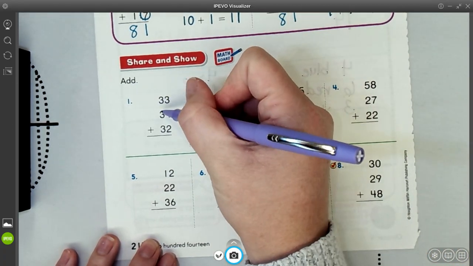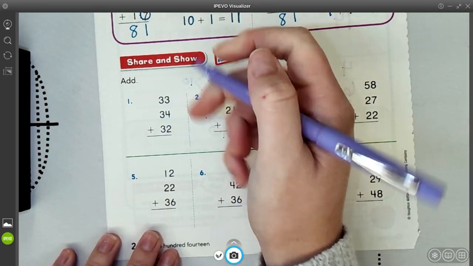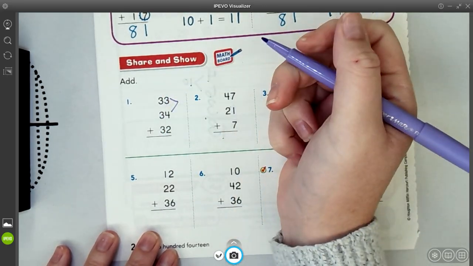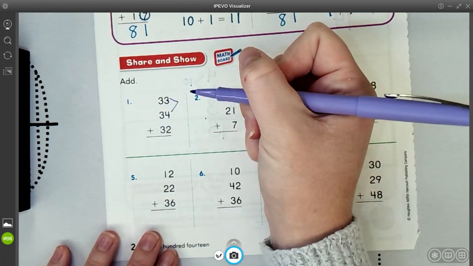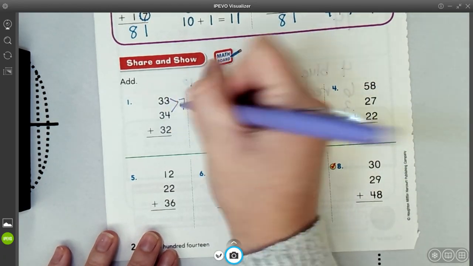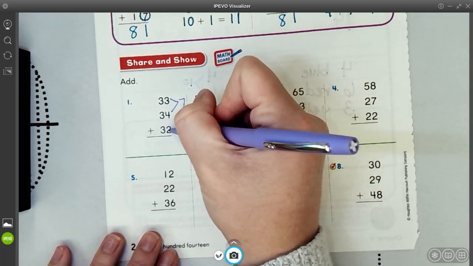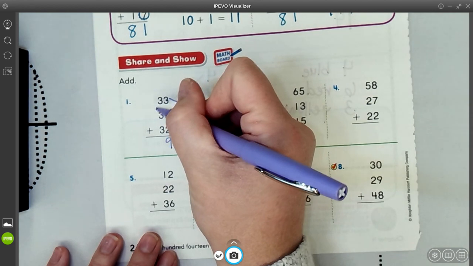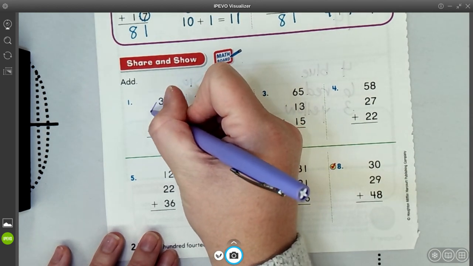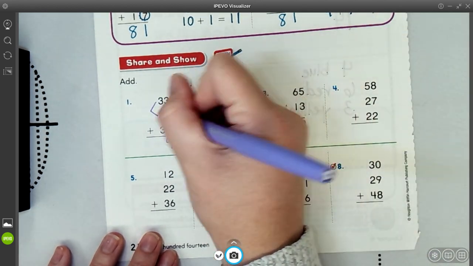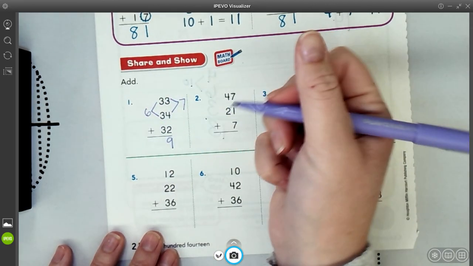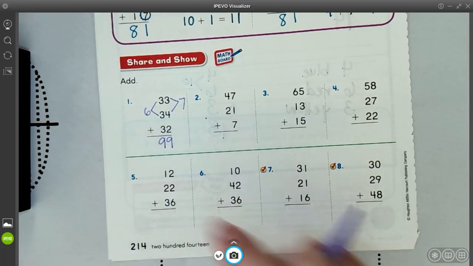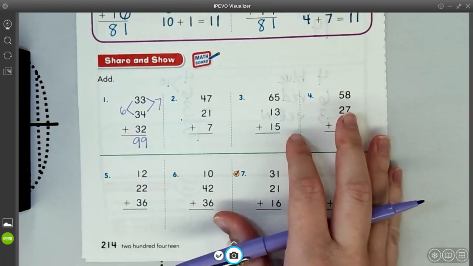First, I have 33 plus 34 plus 32. I don't see how I could make a 10, so I'm going to start by adding the top two. 3 ones plus 4 ones gives me 7 ones. 7 ones plus 2 ones would be 9 ones. I don't have anything to regroup, so now I can just add my tens straight down. 3 plus 3 would be 6, plus 3 more would be 9. So my answer is 99. Okay.